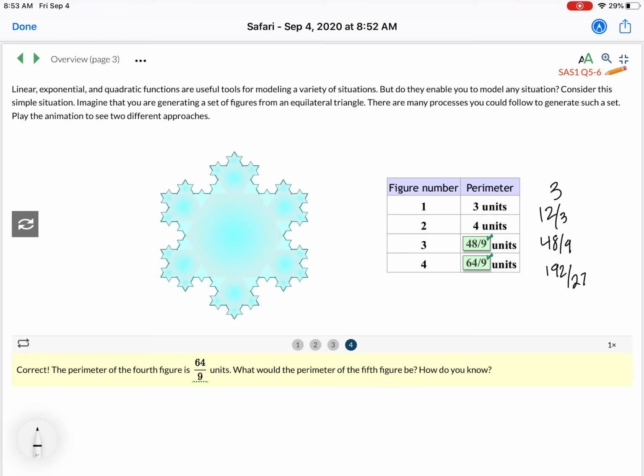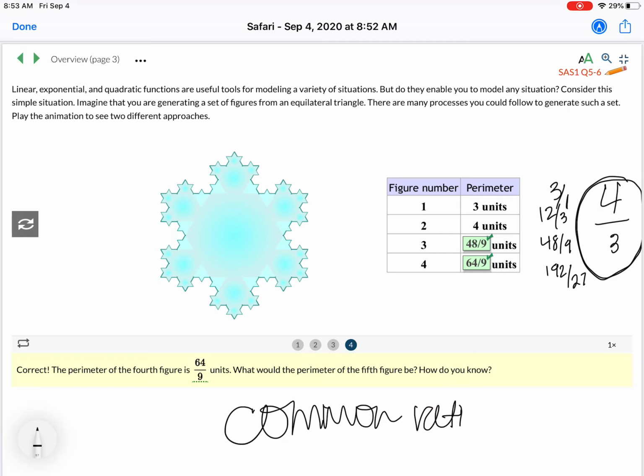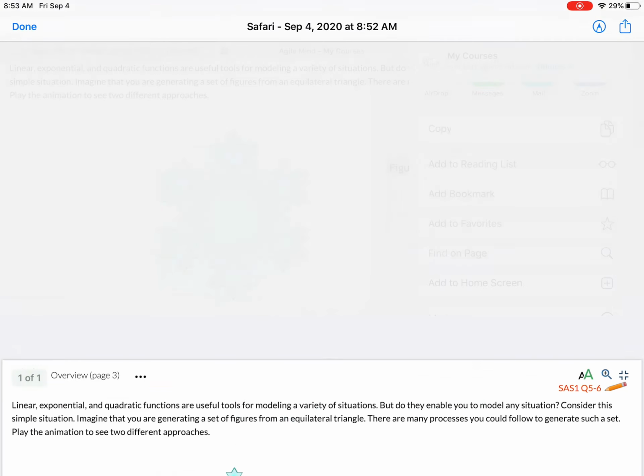Okay, so just look at the top. Every time on the top, I multiplied by 4. Every time on the bottom, I multiplied by 3. So my common ratio is 4 over 3. And since I multiplied every time, this would be a geometric sequence.